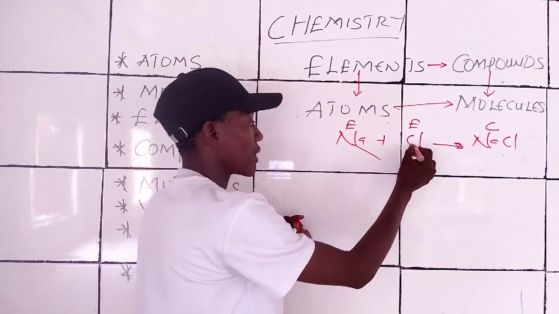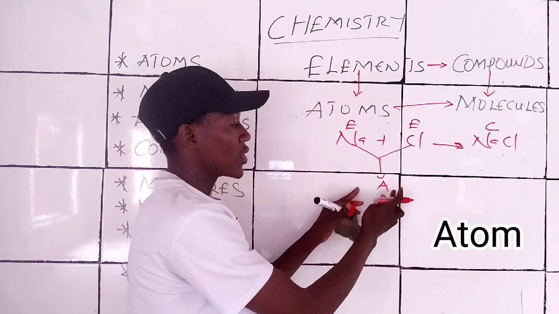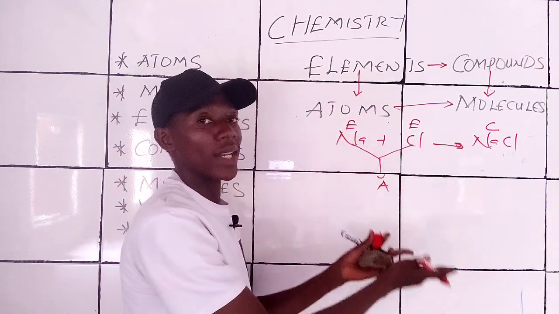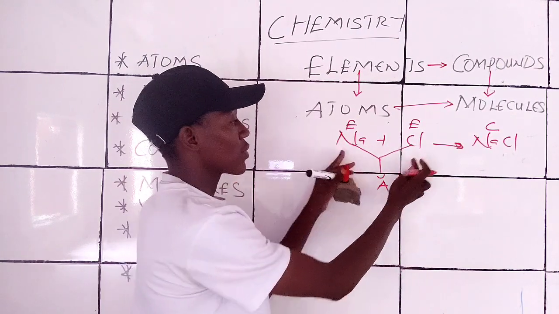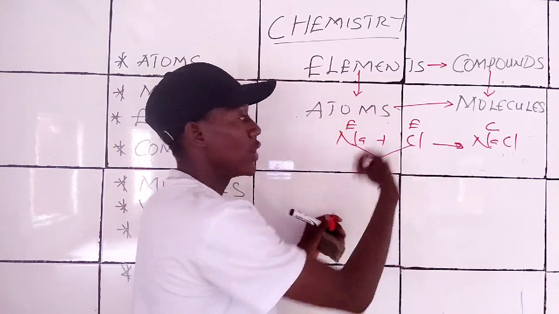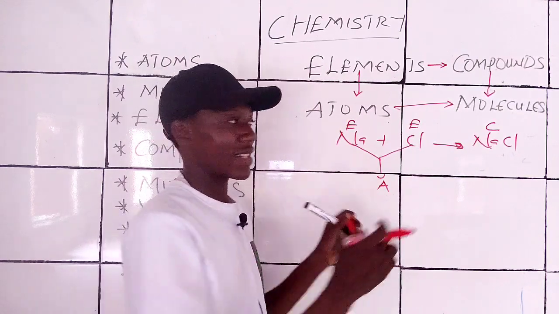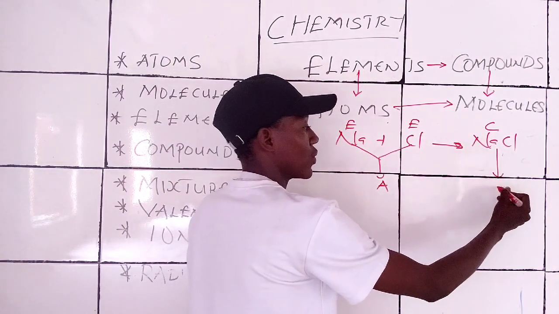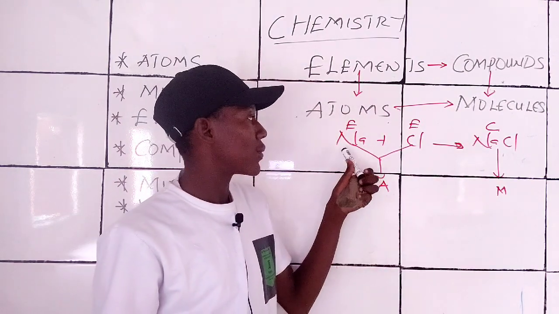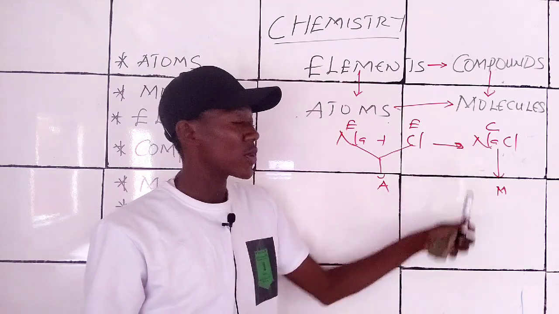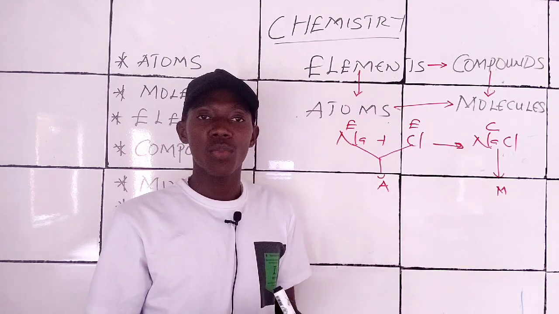And we say the smallest parts of these elements that are combining are called atoms. We say an atom is the smallest part of an element which can take part in a chemical reaction, and it is taking part in the chemical reaction. So the atom is the smallest part of sodium and chlorine that is combining to form sodium chloride. And the sodium chloride also has a small part, and the small part of sodium chloride is what we call the molecule of sodium chloride. So if the smallest part of an element is called an atom, the smallest part of a compound is called a molecule.